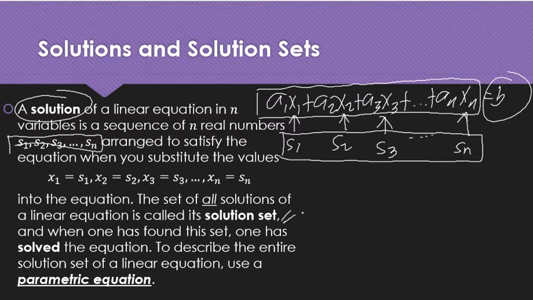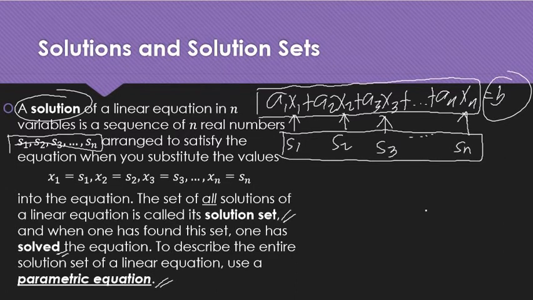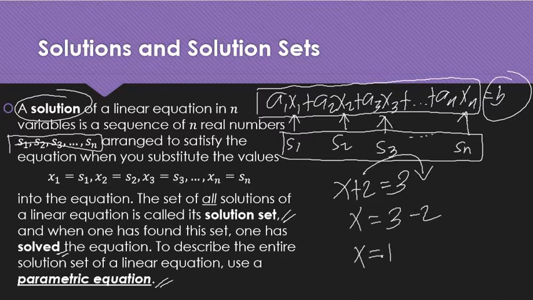So the set of all solutions of a linear equation is called a solution set. And when one has found the set, one has solved this equation. To describe the entire solution set of a linear equation, we have to use what we call a parametric equation. Now, in simple linear equations such as x plus 2 equals 3, this is very simple. We use the basic rules of algebra where we can transpose this one. x will be equal to 3 minus 2, hence x equals 1. Thus, the solution set will just be the set containing 1.